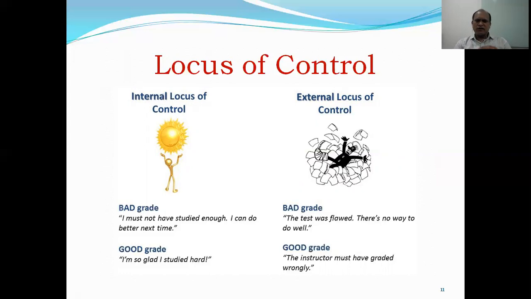I must not have studied enough, I could have done better, I will do better next time. So the same event, different reactions are there. These two reactions are the reason behind the locus of control. The locus of control is controlling their thought processes. Similar case you can also understand in the good grade also.